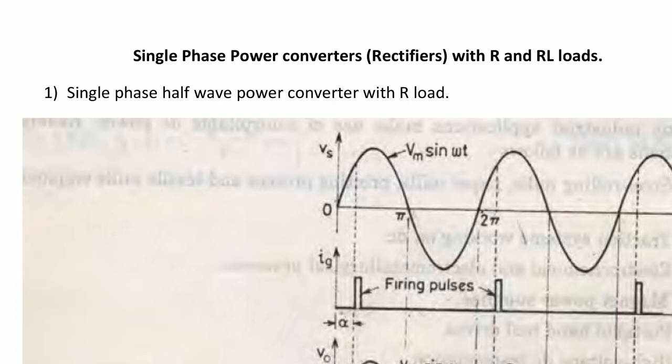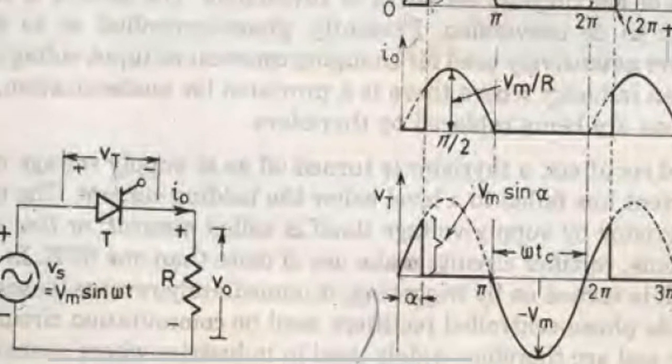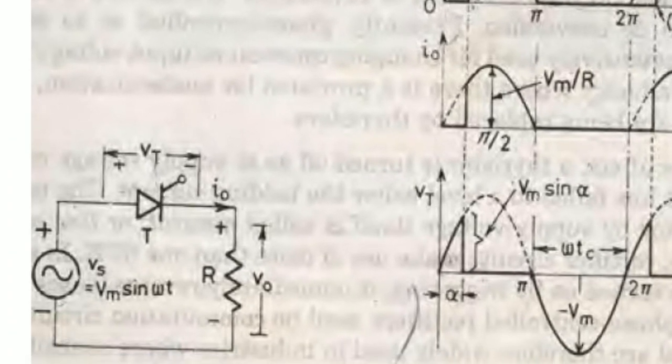Now we will go to the first type of power converter, the single phase half wave power converter with R load. We can see the circuit diagram. There is one AC source, Vs equal to Vm sin omega t, a thyristor T, which is nothing but the SCR, and Vt is the voltage across the thyristor. Then there is the load resistance R, and the output voltage is shown by Vo.